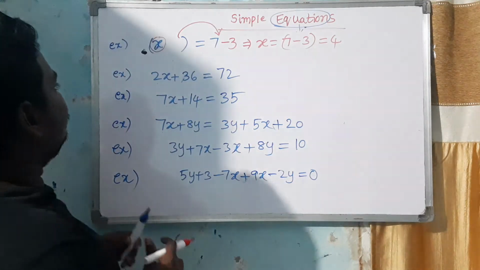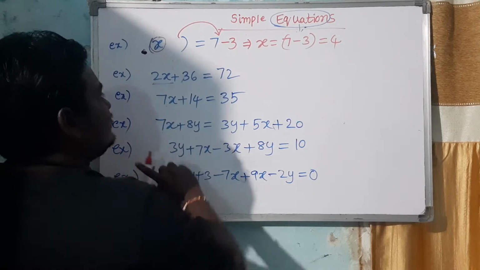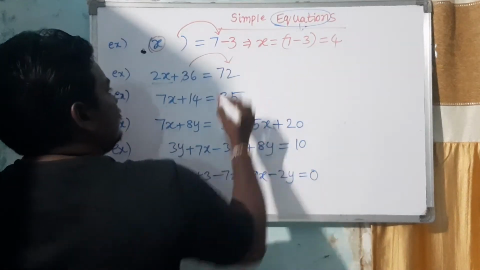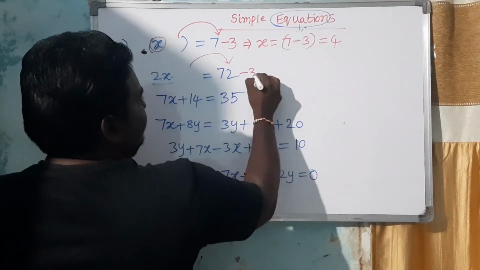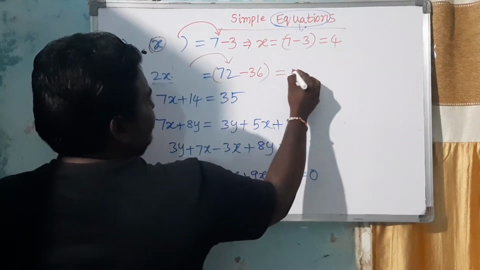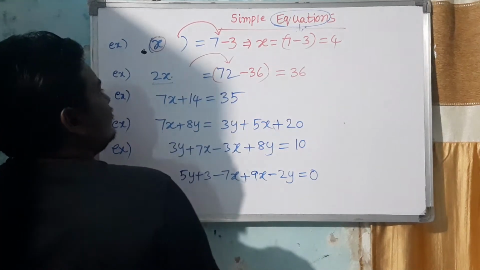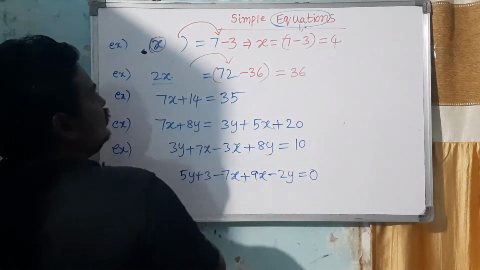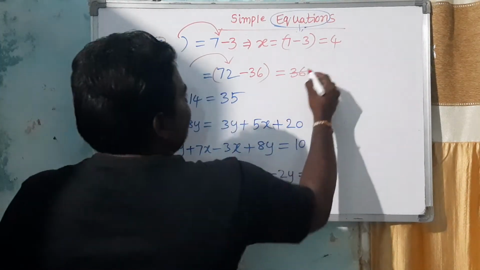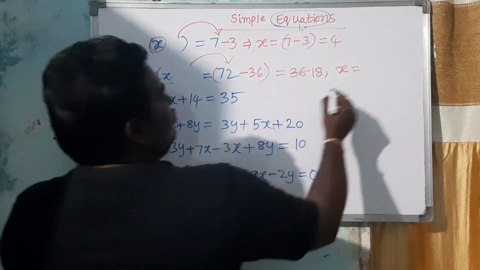Next, here 2x is there. Transform this 36 to this side. If you transform this plus 36 to that side, 72 minus 36 is nothing but 36. 2x equal to 36. Here I am giving a technique: straight cancellation. 2 18s, so x equal to 18.